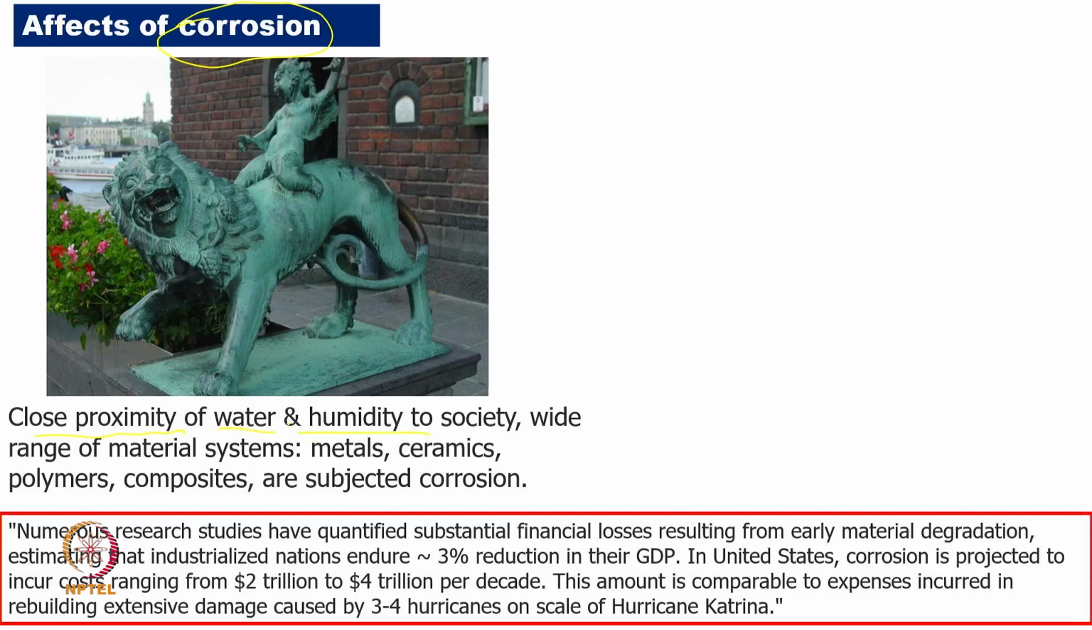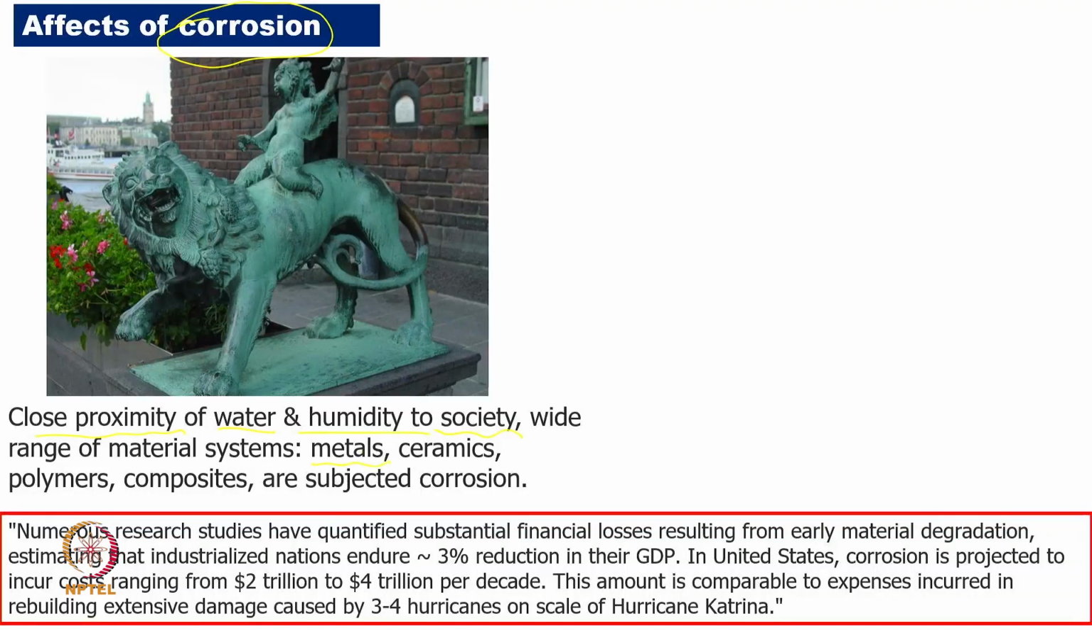Water is essential for human life, and our environment has humidity. These are important parts of society, and we have mostly metals in the environment, or maybe in different places including buildings or artifacts. Earlier we were thinking that only metal gets corroded, but now research findings indicate that ceramics also get corroded, polymers also get corroded, composites also get corroded. So, almost all materials get corroded over time.